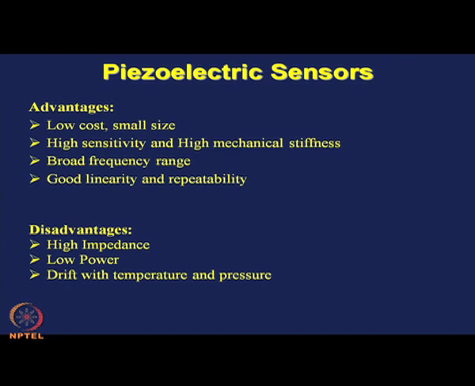Piezoelectric sensors have advantages like low cost, small size, high sensitivity and high mechanical stiffness, broad frequency range, good linearity and repeatability. However, they have some disadvantages as well. They have high impedance, low power and drift with temperature and pressure. So, with this we will end our discussion on transducer elements.